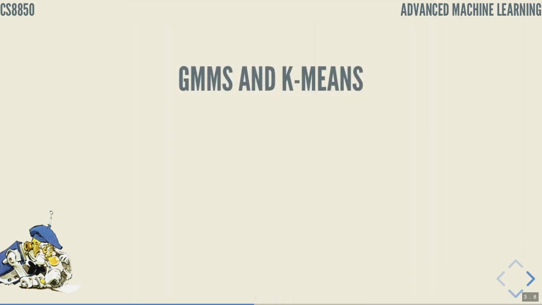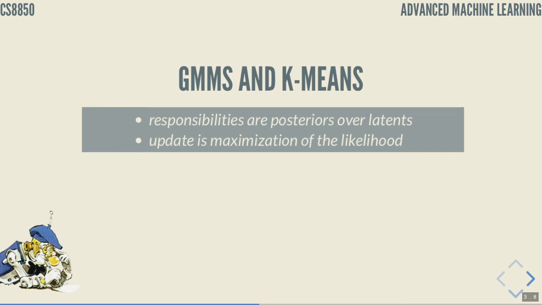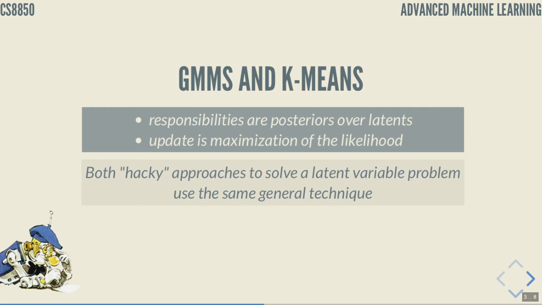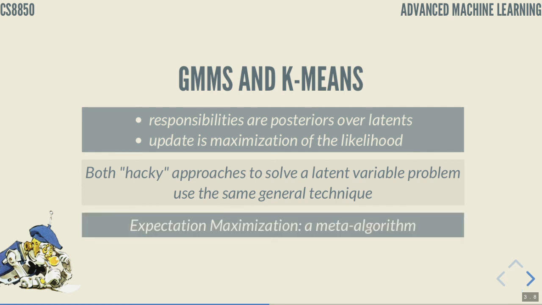Well, let's see. So GMMs and k-means, right? Responsibilities and posteriors over latents. The responsibilities in k-means are class posteriors, and the update is maximization of the likelihood because we maximize the likelihood when we set the mu to this value. So both are hacky approaches to solve a latent variable problem using the same general technique. And this technique is called expectation maximization, which is a meta algorithm.